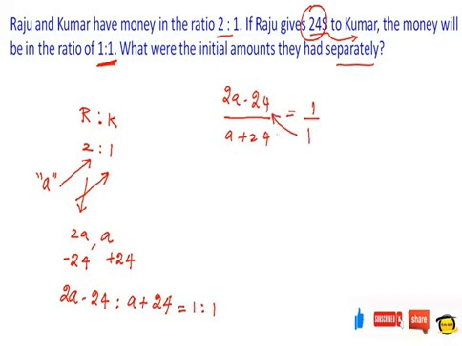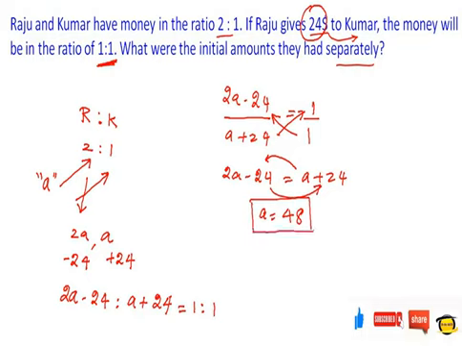Now cross multiply on both sides. So we'll be getting 2A minus 24 is equivalent to A plus 24. Now if we try simplifying, we'll be getting A is equivalent to 48. So the common multiplication factor is 48.